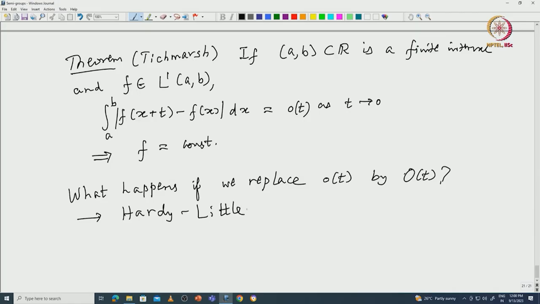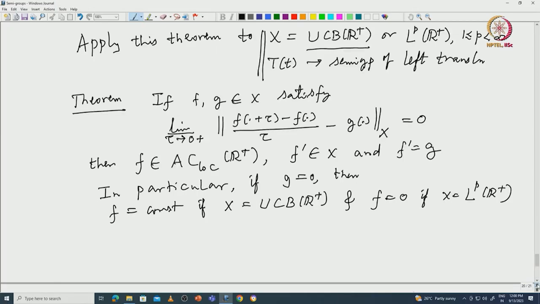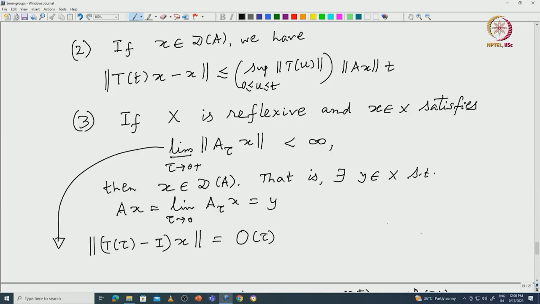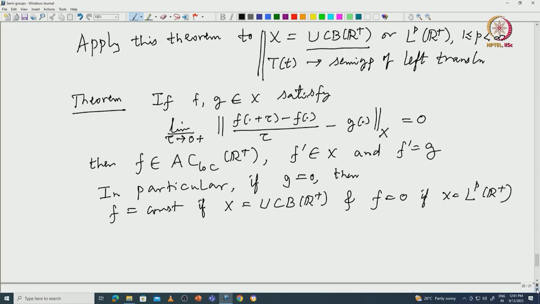That will lead to the theorem of Hardy and Littlewood, and it uses the third part, namely this one. So if X is reflexive and these ratios are just bounded, then actually you can say that it is in the domain of A. Okay. So since L^1 is not reflexive, okay, so it is different.